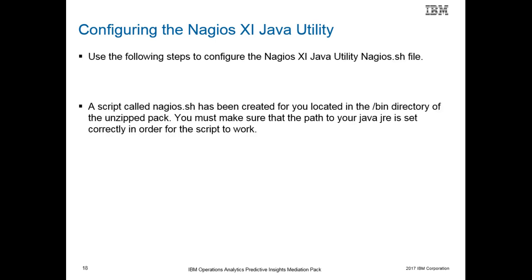We will now discuss how to run the Java utility. A script called nagios.sh has been created for you that executes the Java command. This script is located in the bin directory of the unzipped pack contents and can be copied to any user-defined directory.